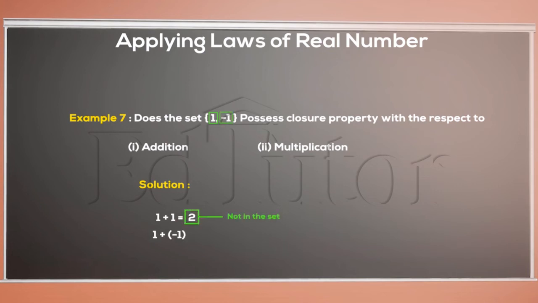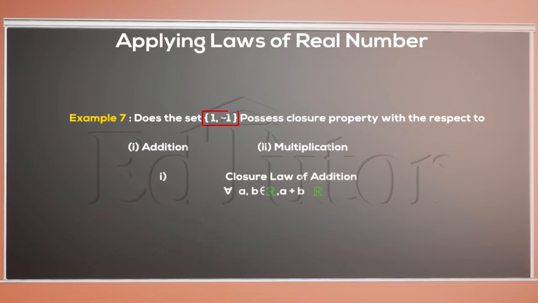How about 1 and -1? But 0 is not in the set either. And finally, what about the sum of -1 with itself? -2 doesn't belong to the set as well. Hence, this set does not have the closure property, at least in the case of addition. Maybe we will find some closure in our next example.